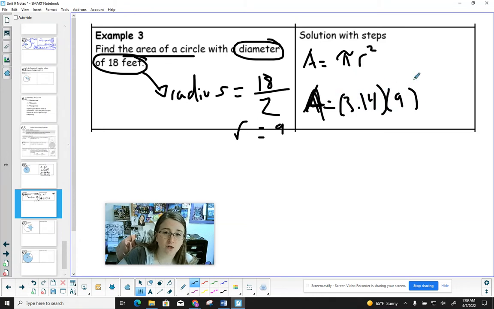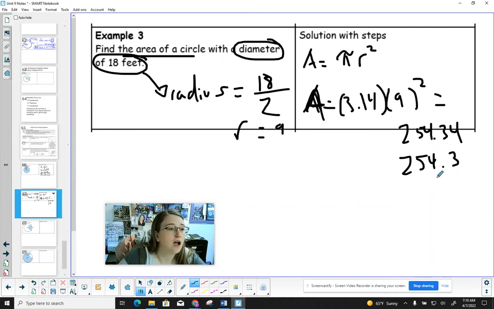My radius is 9, but don't forget to square it. You cannot use the diameter. You will not get the right answer. It's always radius. 3.14 times 9 squared. We get 254.34. And again, let's go ahead and round that off how Canvas would like us to. 254.3.